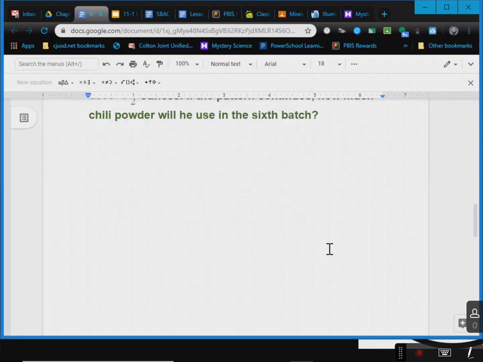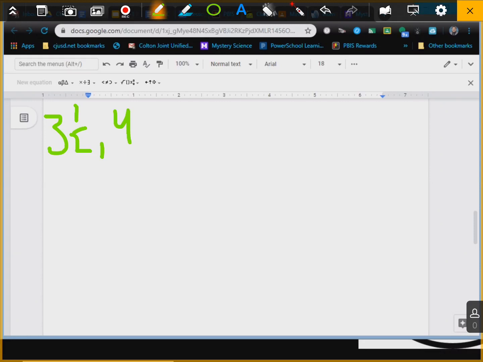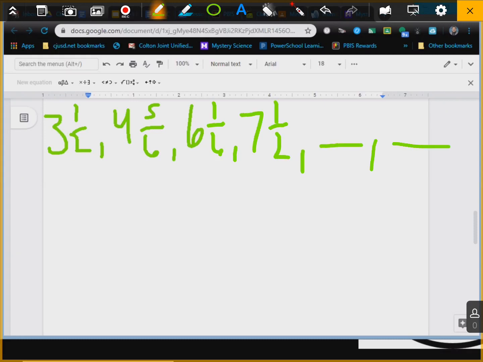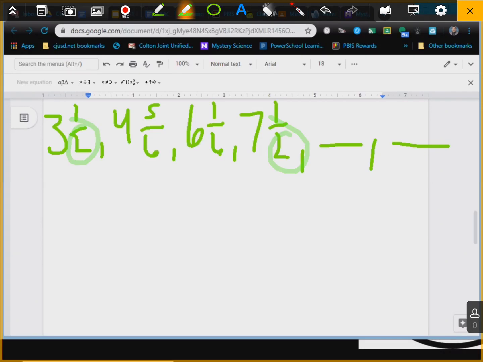So let's write the terms and find the common denominator. So the terms that we were given are 3.5, 4 5/6, 6 1/6, 7.5, and then we need to find the 5th batch, and 6th batch. So the first step is to find a common denominator. I see I have a half here and a half here. I can convert the half into a fraction with the 6 as my denominator.